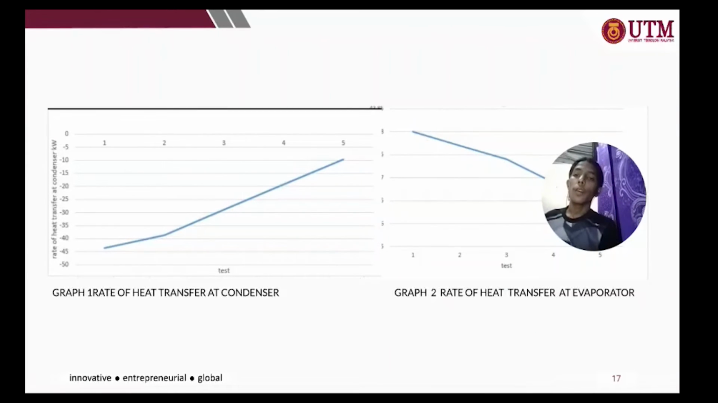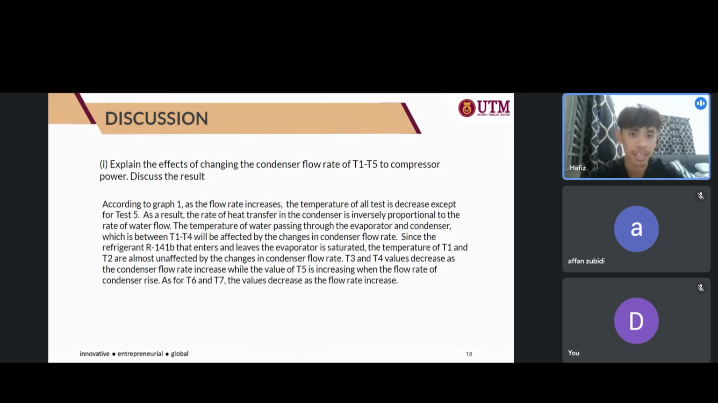Okay, I will pass to Afis to continue the presentation. Hello everyone, I am Muhammad Al Hafiz. I'll present the discussion and conclusion part. For the discussion, the first question is to explain the effects of changing the condenser flow rate of T1 until T5 on compressor power and discuss the result.